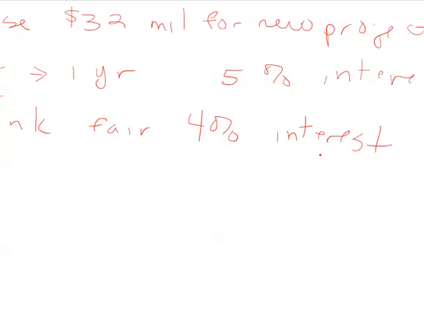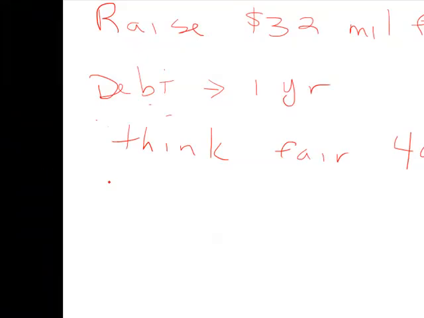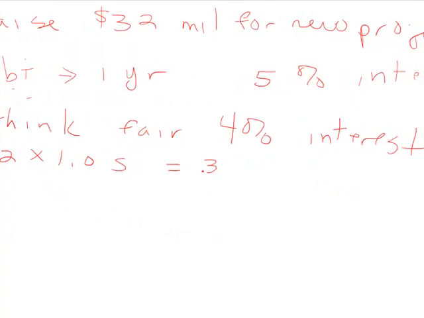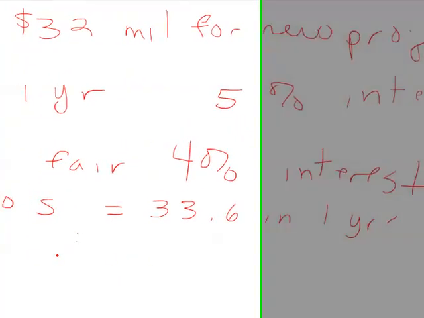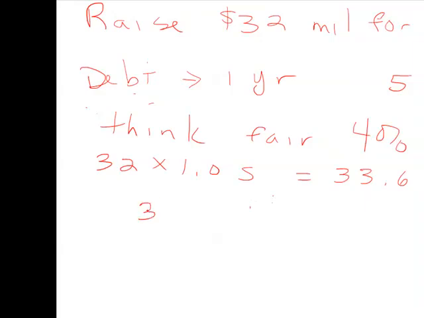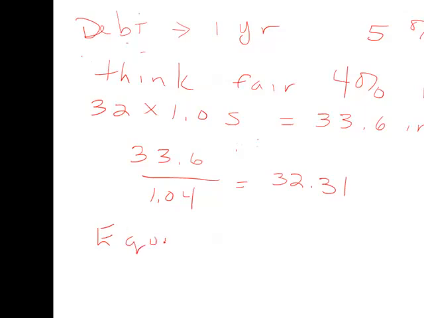Let's evaluate the debt alternative. If they issue debt, then they're going to have to pay back $32 million times the principal plus 5% interest 1 year from now. They think that this really should have been evaluated at 4%, not 5%. So 33.6 divided by what they think is the correct discount rate is 32.31. So what this says is the debt is going to cost them $32.31 million. They need $32 million, but they have to pay $32.31 million because they believe they're being charged too much in interest.